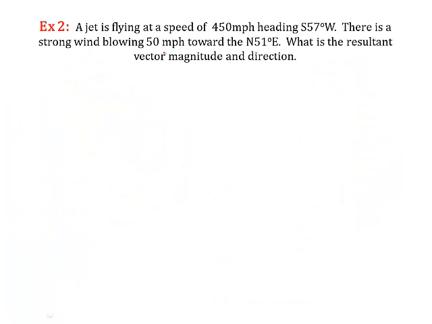A jet is flying at a speed of 450 miles per hour heading south 57 west. There's a strong wind blowing 50 miles an hour towards the northeast. What's the resultant magnitude and direction of this flight? Okay, so let's do the jet first. My jet is going southwest, so it's coming down here, 57 degrees. I need to figure out what is this angle from the 0 mark, the true vector angle.